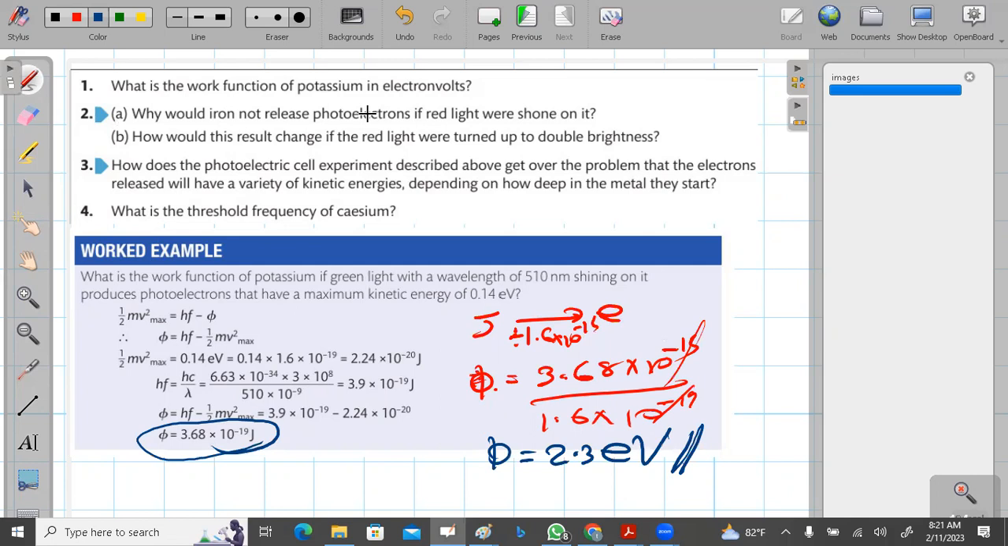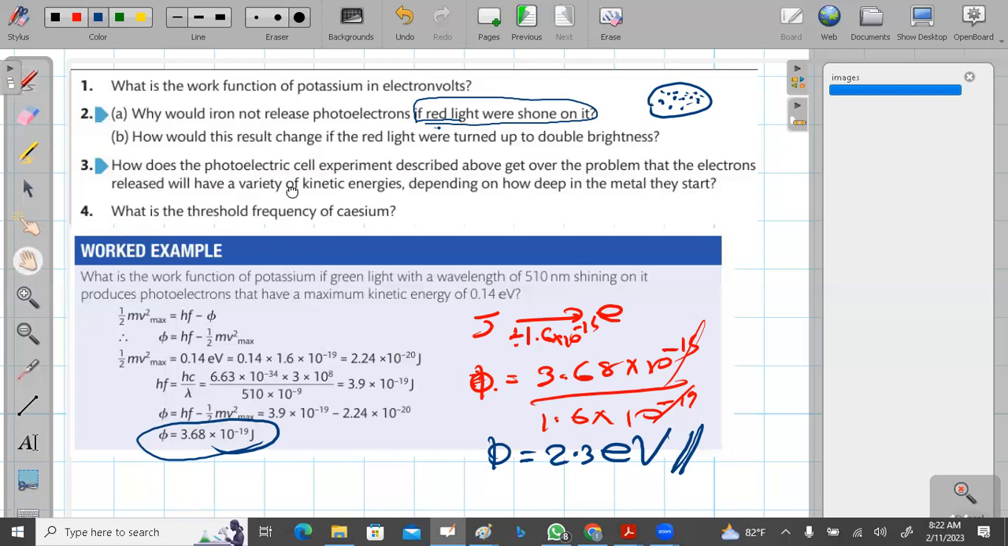In the next one, why would iron not release photoelectrons if the red light was on it? Because iron has a higher work function, so the red light is not enough. So how would this result change if the red light were turned to double the brightness? Nothing, because it's useless. The number of photons increases. This is the initial photon count. Now the photon count is doubled. Useless because none of the photons is capable of removing electrons. Understand?